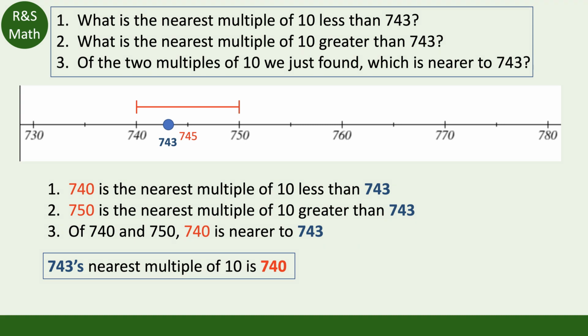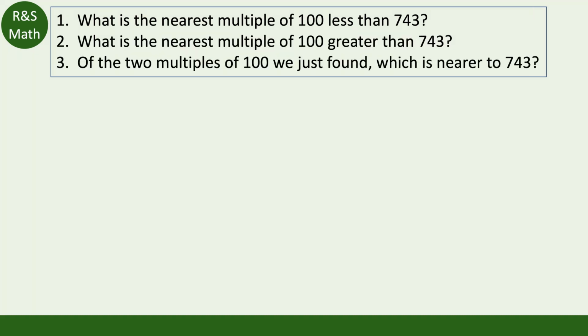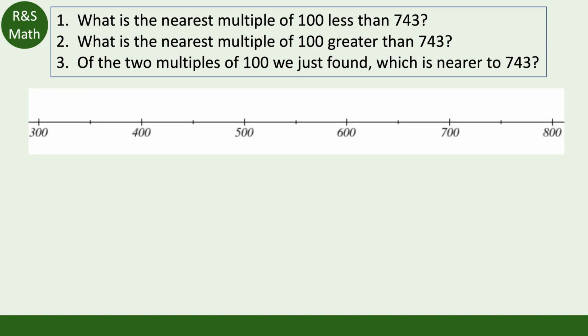Now let's look at 743 again and answer some different questions. What is the nearest multiple of 100 less than 743? What is the nearest multiple of 100 greater than 743? Of the two multiples of 100 you just found, which is nearer to 743? Since we are looking for multiples of 100, this time we will use a number line with a label spacing of 100, and we'll make sure that the number line is one we could place 743 on.